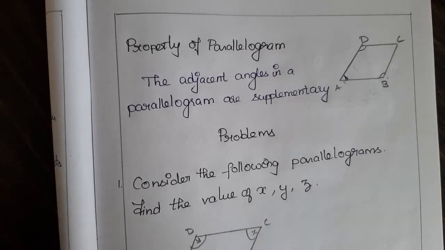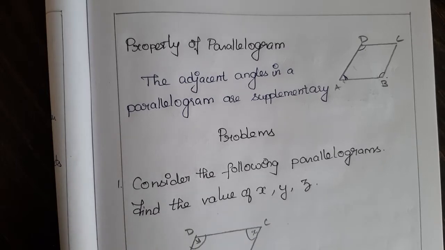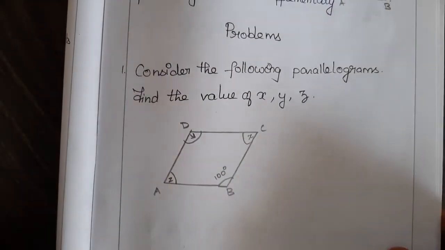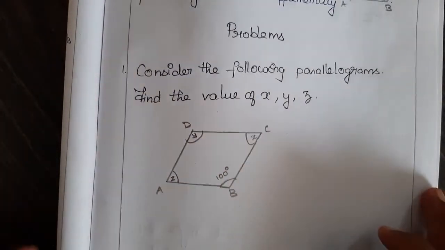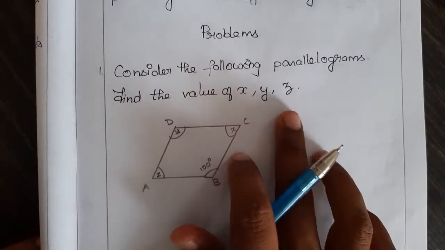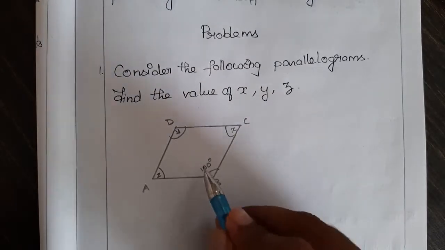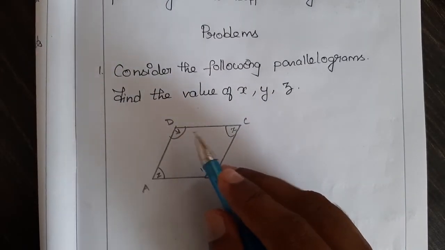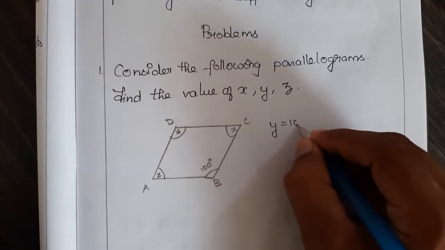So recall all the properties that we have learned in the previous class; we will use them here to solve the problems. Let me enter into the problem. Consider the following parallelogram. Find the value of x, y, z. So one of the values is given as 100 degrees and we know opposite to it is y. So y is also 100 degrees.